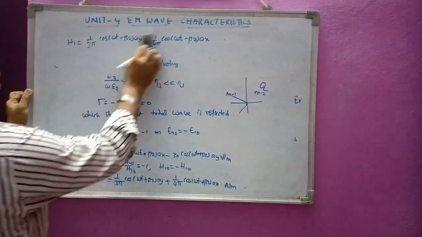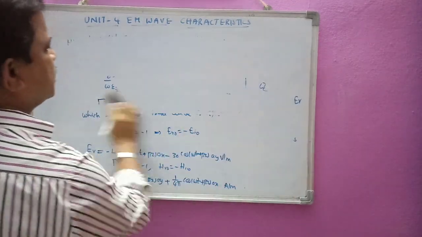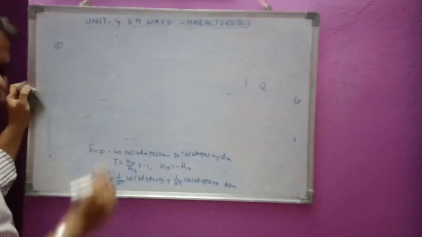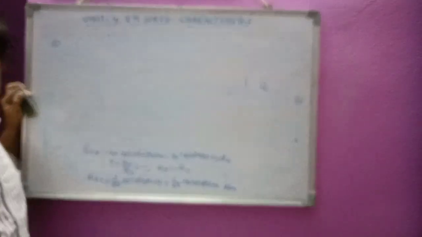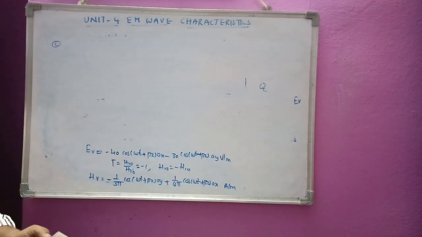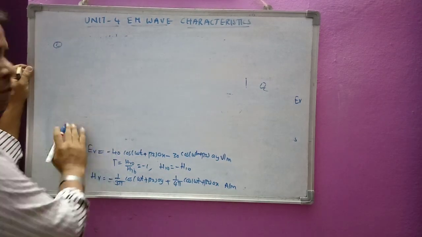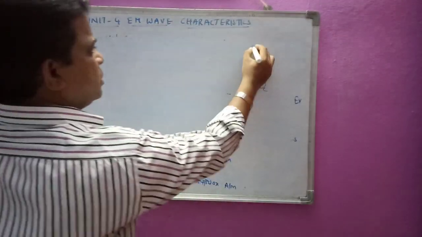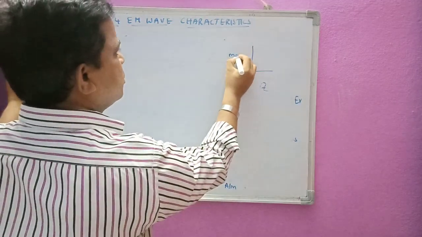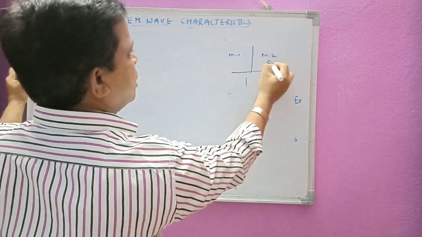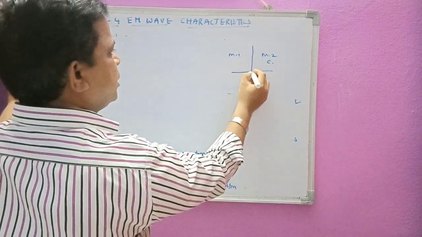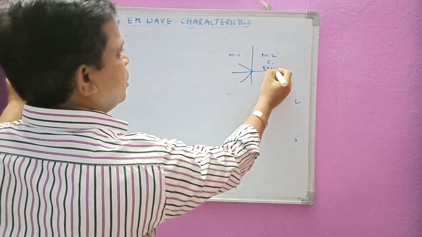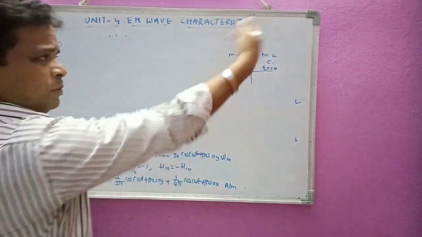Let us move to the third question, C. You can see what he is asking: the total field in the medium, z less than 0 and z greater than 0. Here medium 1 is fresh air and medium 2 is a conductor. In medium 1 we have incident as well as reflected fields, but in medium 2 the transmitted field is 0.